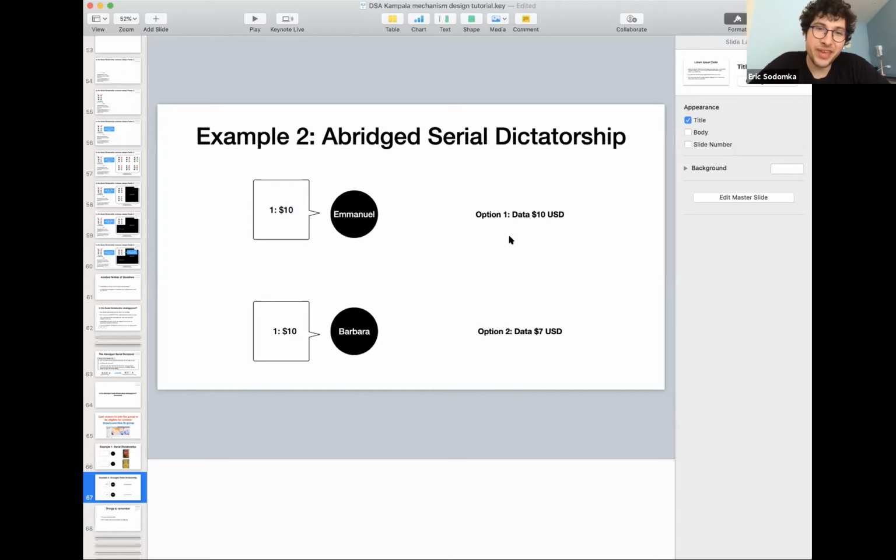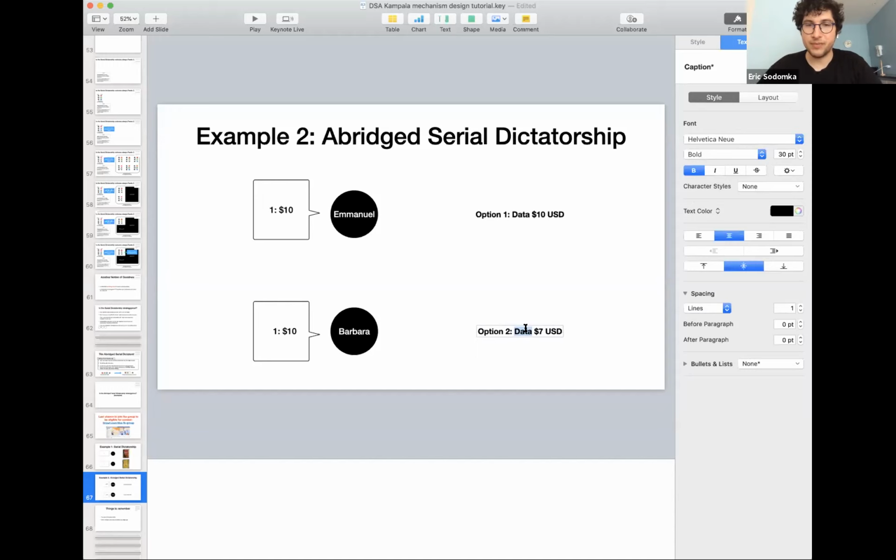So what happened there? I assume both reported truthfully, right? It wasn't the case that someone, for some reason, preferred to have $7 in data versus $10 in data. But it turns out that Barbara is very happy with this outcome. I'm guessing in hindsight, Emmanuel wishes that he would have said he preferred $7 in data. He would have misreported, lied, and said, actually, I prefer $7 in data, because then he would have been better off.